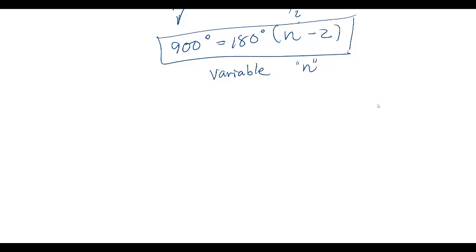This time, n is not a part of the angles, but has to do with the number of sides. So let's go ahead and do what we know how to do. Looking at this equation, we have mixed terms on the right: variable terms and constant terms. One thing we can do, using the distributive property, is open the parentheses. That's one way of solving it.